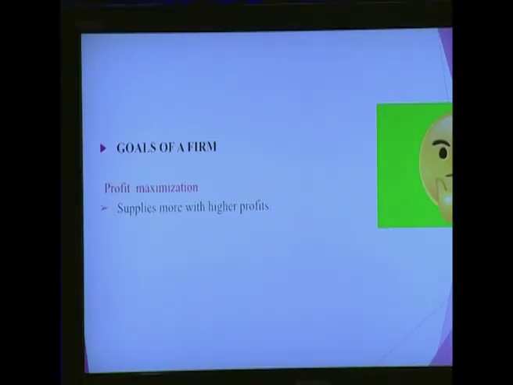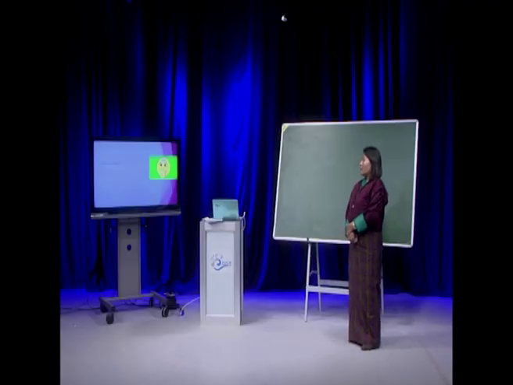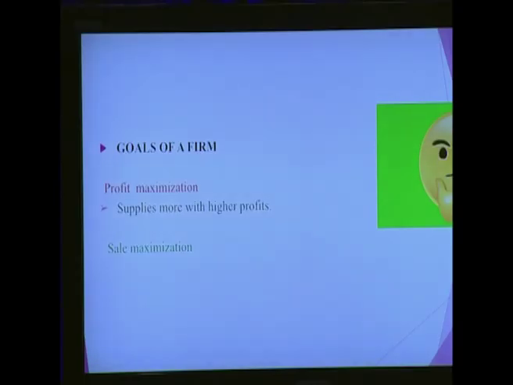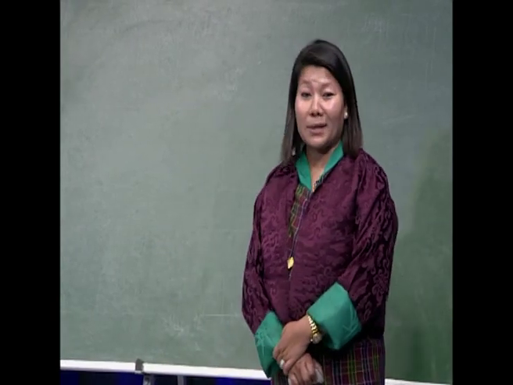All right? And vice versa, meaning no profit, less supply, or supply of a product may completely stop. That's what I want to share here. The second goal of the firm is sales maximization. Some firms want to maximize their sales. And what is the reason behind it? The supply will be more so as to reach the maximum number of consumers.